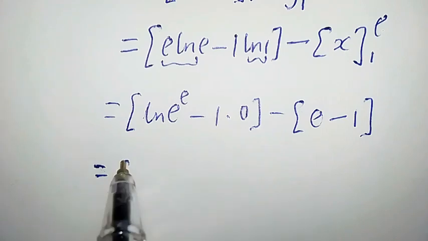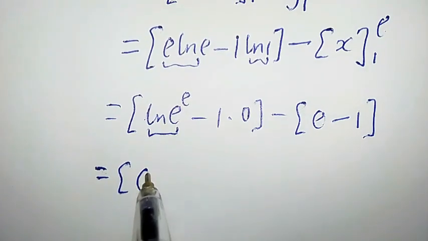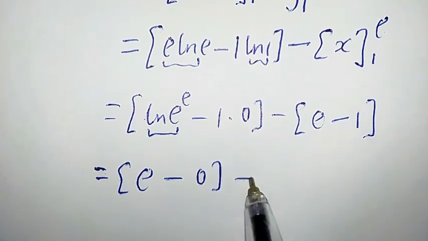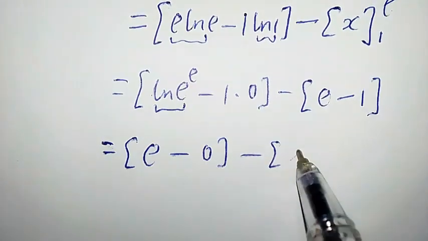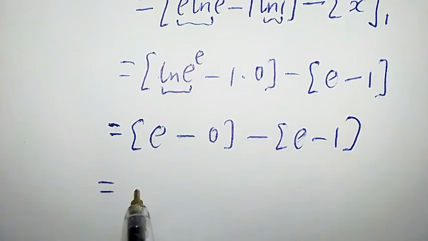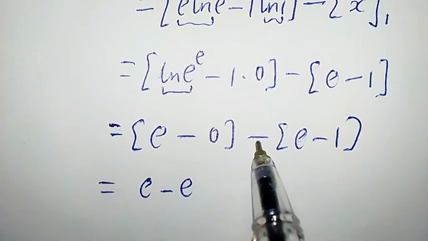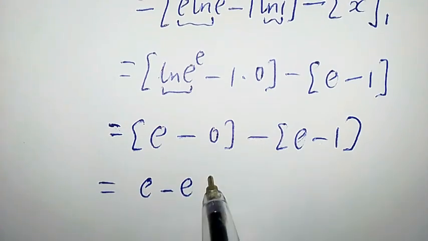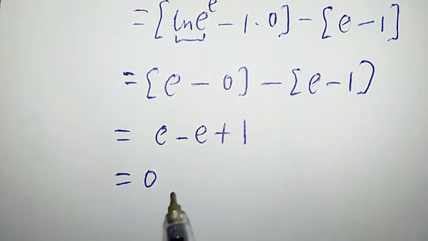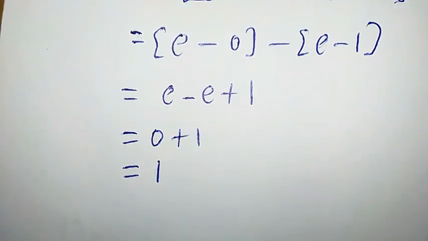This is equal to ln e to the power of e, that is simply e, minus 1 times 0, that is 0, minus e minus 1. This is equal to e minus e, that is e, minus times e, that is negative e, minus times minus 1, that is plus 1. This is equal to e minus e, that is 0, plus 1. Clearly, this is equal to 1.